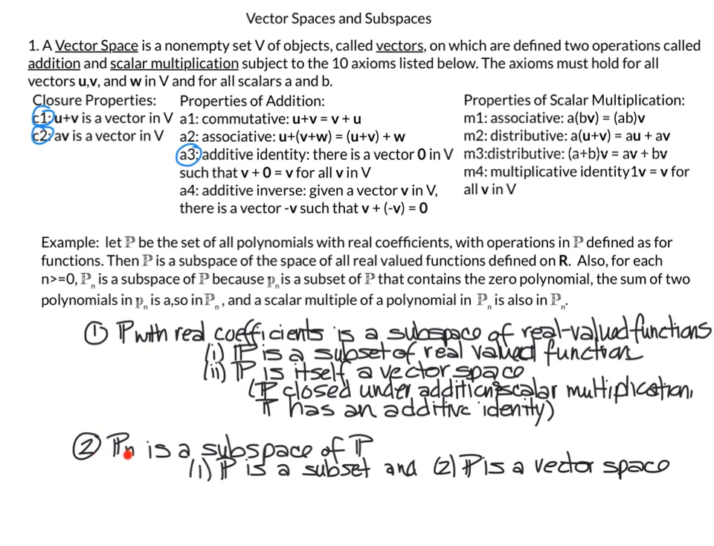The second statement that I've broken out of here, the also statement, is that Pn, polynomials of degree n or less, is also a subspace of P, and therefore a subspace of real valued functions. And we know that because Pn is a subset of P. The set of polynomials of degree n or less is certainly a subset of P. And we've also shown that Pn is itself a vector space. You can go back and see the notes to show that it is closed under addition, vector addition. It's closed under scalar multiplication, and it does have the additive identity 0.